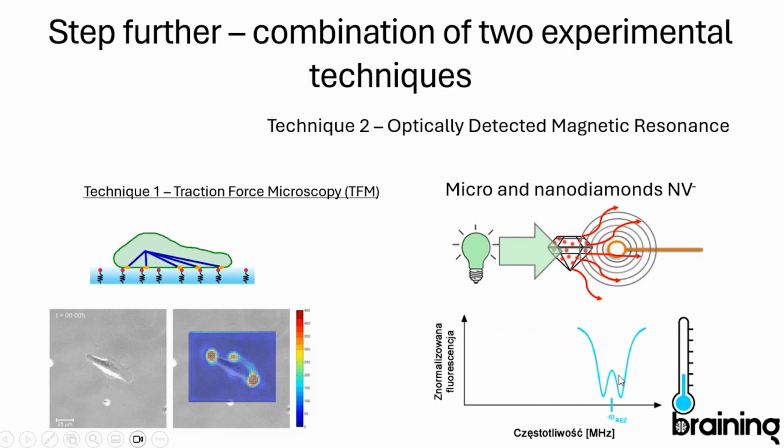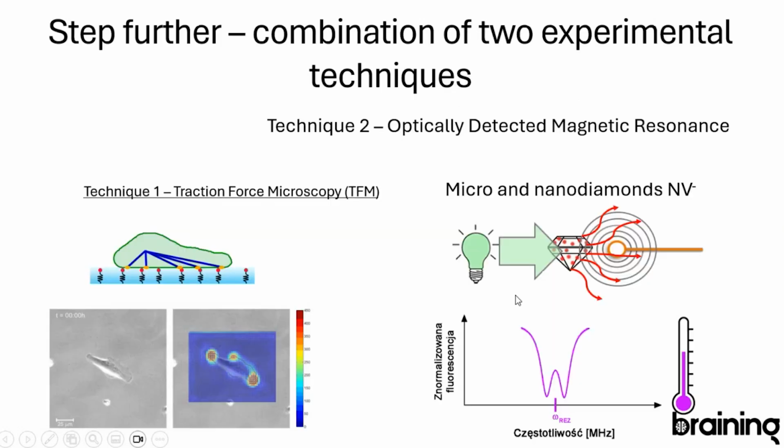This is the spectrum of such an event. We can observe the level of the fluorescence emitted by this micro or nano diamond. And then, when the temperature around this diamond increases, we can see a shifting of the central maximum position of this spectrum along the frequency of this radiation. So the idea is that this can give us a measure of the local temperature around this diamond. So we connect two techniques.